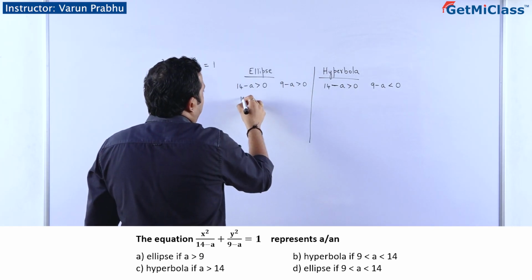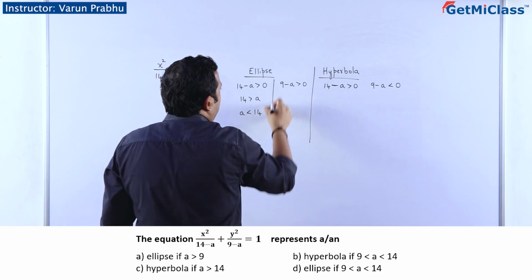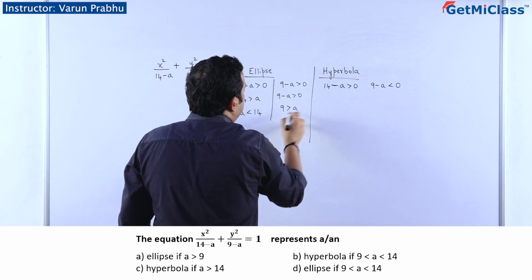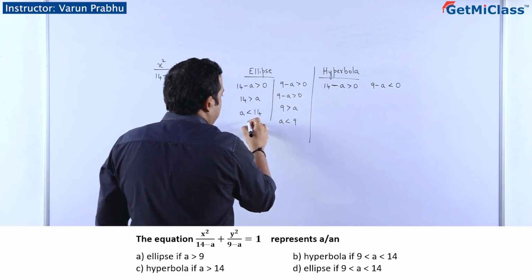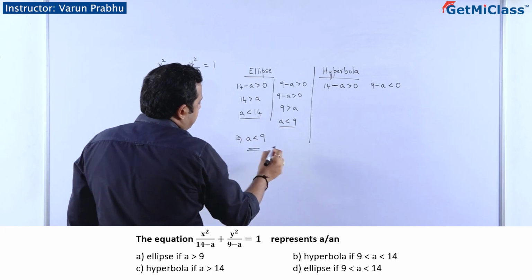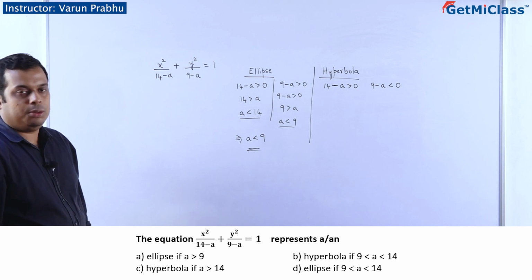So I can say that 14 should be greater than a, or a is less than 14, or 9 minus a should be greater than 0, so 9 should be greater than a, or a should be less than 9. From these two, I can come to the conclusion that a has to be less than 9 only, which is not matching with any of the options.